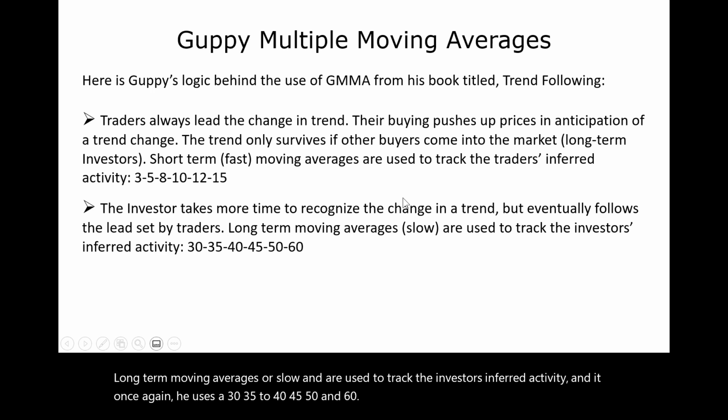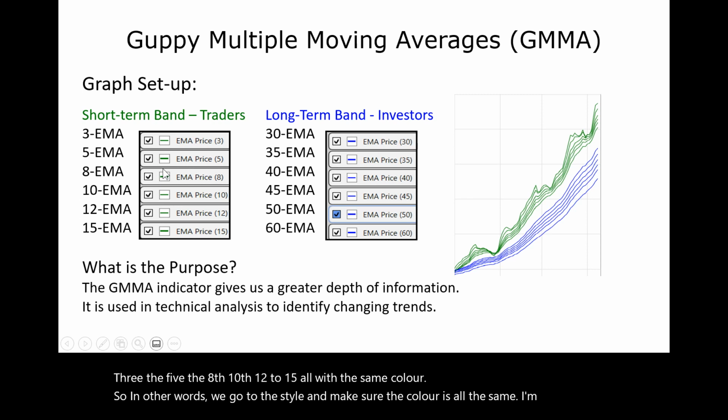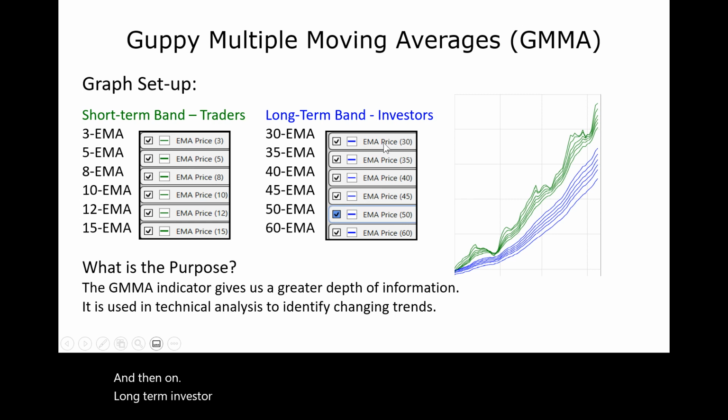So how does that look in VectorVest? Well, we have the 3, the 5, the 8, the 10, the 12, and the 15, all with the same color. So in other words, we go to the style and make sure the color is all the same. I'm using green. And then on the long-term investor side, the 30, the 35, 40, 45, 50, and 60, and I'm using a blue color.